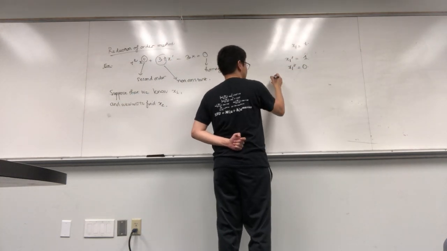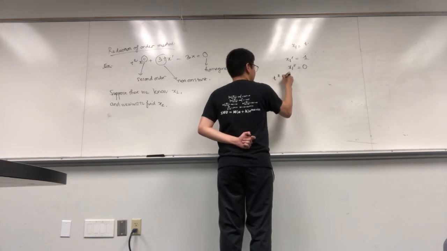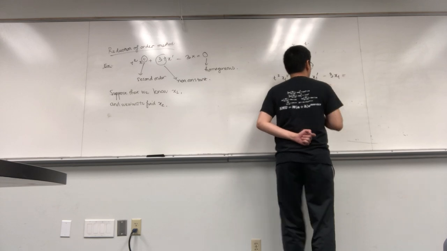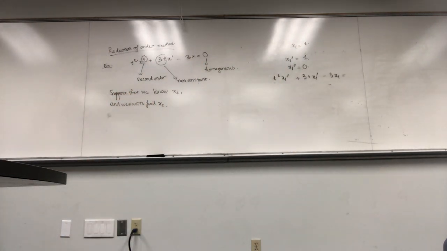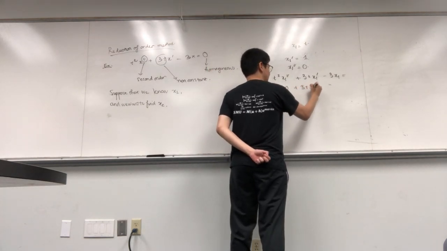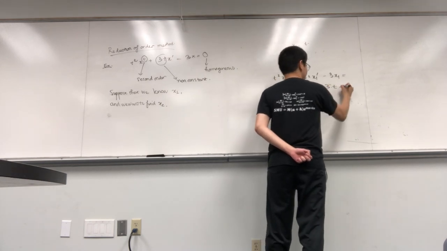So when I plug everything back into this equation, I have t squared x1 second plus 3t x1 prime minus 3 x1. So what is the value that I get? Now I suppose that the function x1 is given to be t, right? So I compute t squared x1 second plus 3t x1 prime minus 3 x1. So what is the final value? Yes? Zero. Why is it 0? So you plug this value into the equation. You have t squared times 0 plus 3t times 1 minus 3 times t. Right, so this gives you 0.